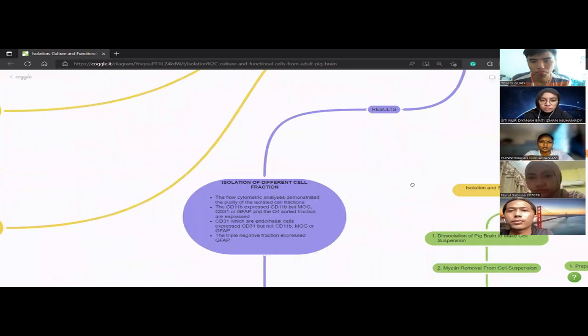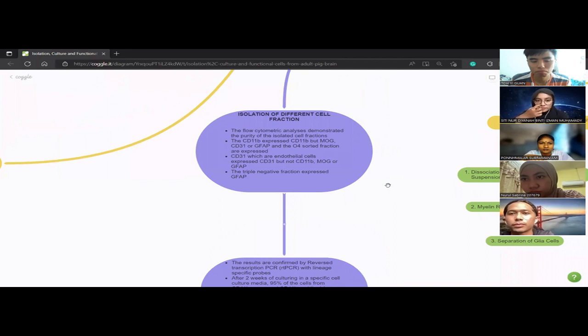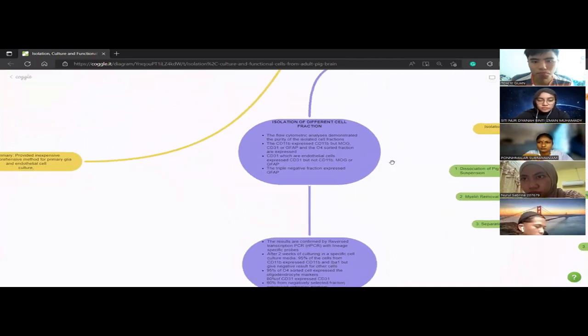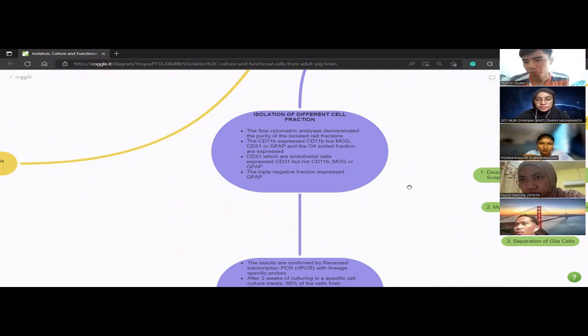Okay, thank you, Bhatia. Let me explain the findings of this article. The flow cytometric analysis with the lineage-specific antibodies showed the purity of the isolated cell fractions. For example, the CD11B sorted fraction expressed CD11B but not MOG, and the CD31, OC-FAP and the O4 sorted fractions are expressed.